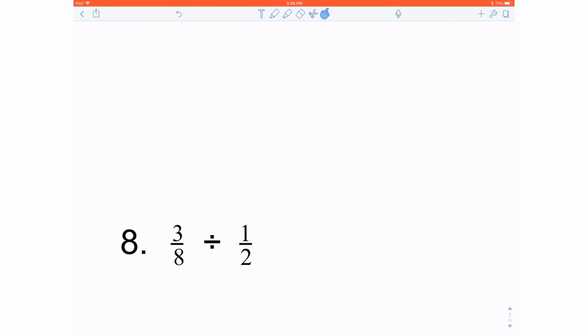Let's see. Do we have another one? Yes, we do. Number 8. So give number 8 a try. It looks like these are perfectly simplified, so you don't have to worry about simplifying them. Just flip that second fraction and multiply. I will give you a chance to work this out on your own, and then I'll go over it with you. Good luck.